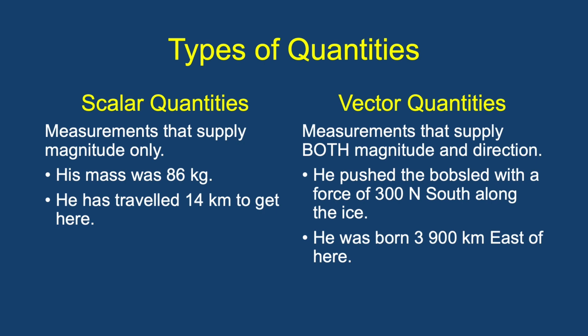For example, his mass was 86 kilograms. There's no direction involved in that. He has travelled 14 kilometres to get here. There's no direction involved in that.